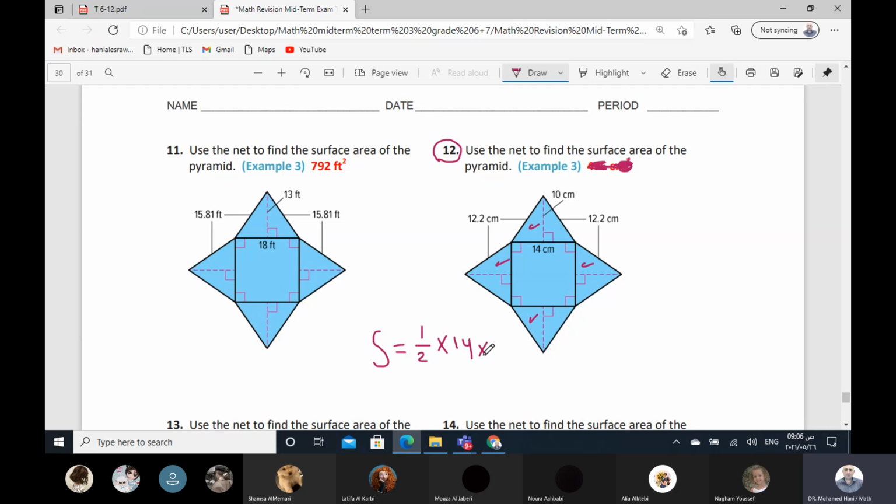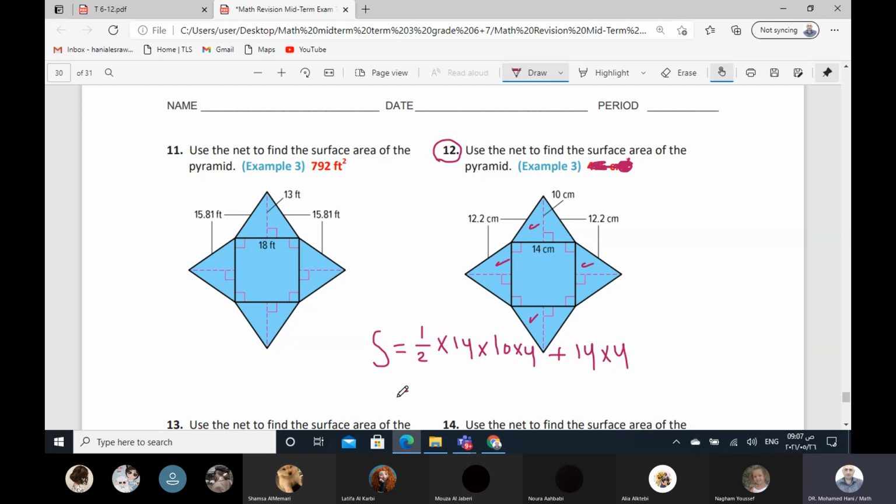times the height of the triangle, as you see, will be 10, times how many congruent faces we have? 1, 2, 3, 4. So multiply by 4, plus the area of the base. As you see, the base here will be a square and the side of this square will be 14. As you remember, when you want to find the area of the square, you multiply side by side, or the side squared. So 14 times 14.